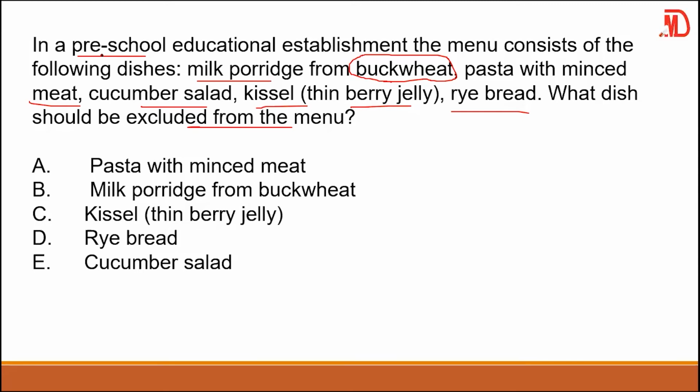Now, if you look at the options that we have here, the one that we can easily exclude would be the meat part. So pasta with minced meat should be excluded. The rest, we can take them. So yeah, the answer is A.